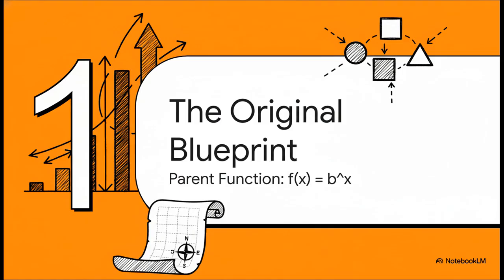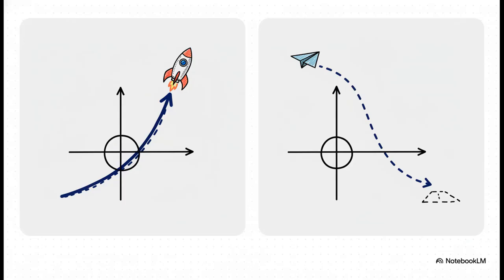Okay, so let's dive right in. We have to start with the most basic version, the one we're going to call our original blueprint. Every single complex exponential function, no matter how wild it looks, starts with this simple foundation: f of x equals b to the power of x. You see, every exponential graph starts out as one of two fundamental shapes. If that base number, b, is bigger than 1, you get what we call exponential growth. It looks kind of like a rocket taking off. But if b is a fraction, something between 0 and 1, you get exponential decay. Think of it like a smooth landing. At its heart, it's either growing or it's decaying.